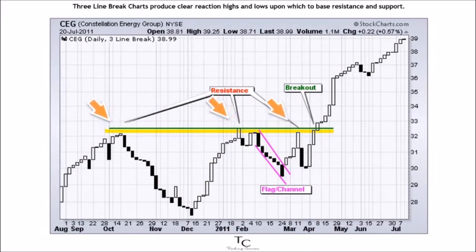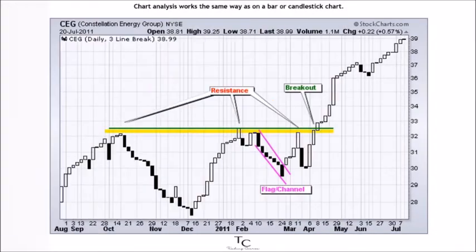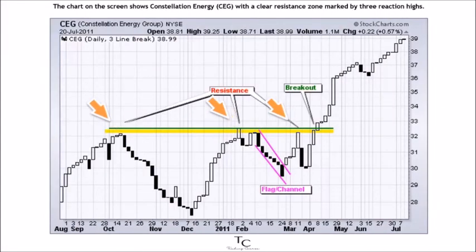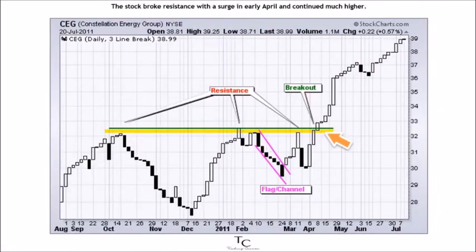3-line break charts produce clear reaction highs and lows upon which to base resistance and support. Chart analysis works the same way as on a bar or candlestick chart. The chart on the screen shows Constellation Energy, CEG, with a clear resistance zone marked by 3 reaction highs. The stock broke resistance with a surge in early April and continued much higher.